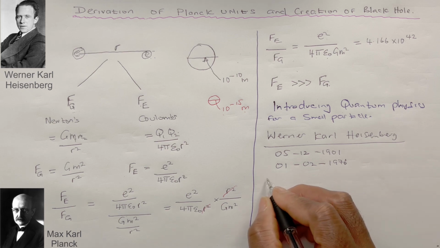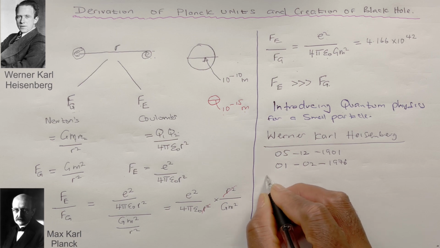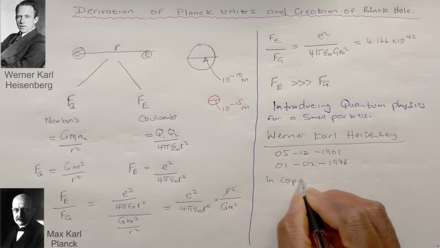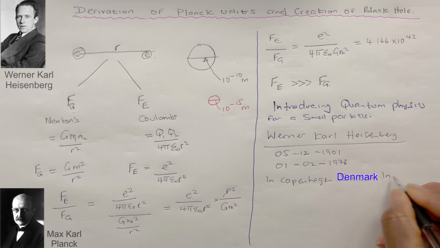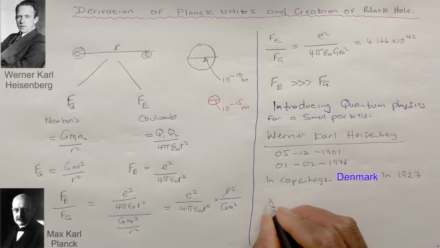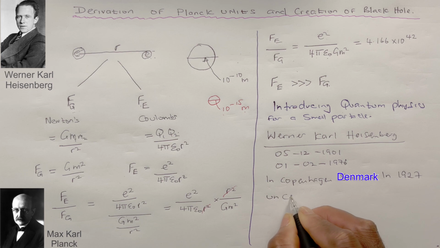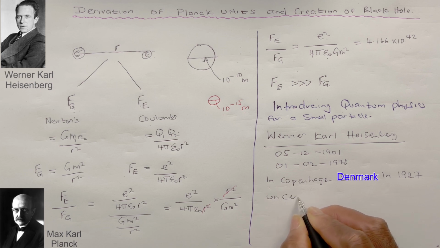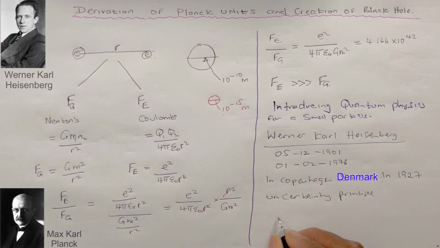He published his uncertainty principle in Copenhagen in 1927. And here he published the uncertainty principle, where he says that we cannot know the position of a particle at the same time as knowing the momentum of a particle. And that there's a relationship between the two, where position is x here and momentum is p. Momentum is mass times velocity.